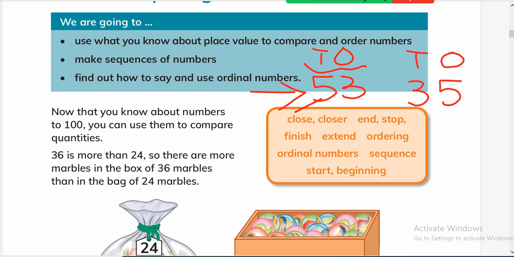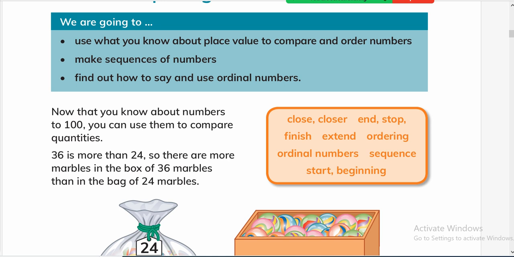Make sequences of numbers, find out how to say and use ordinal numbers. Ordinal numbers are the numbers first, second, third, fourth, fifth, sixth, seventh, eighth, ninth, 10th. There is a TH in ordinal numbers. Okay. So let's read the keywords of this unit. Close, closer, end, stop, finish, extend, ordering, ordinal numbers, sequence, start, beginning.